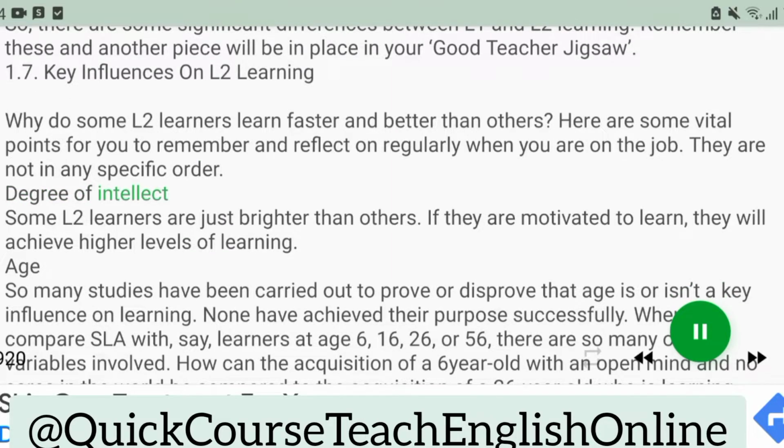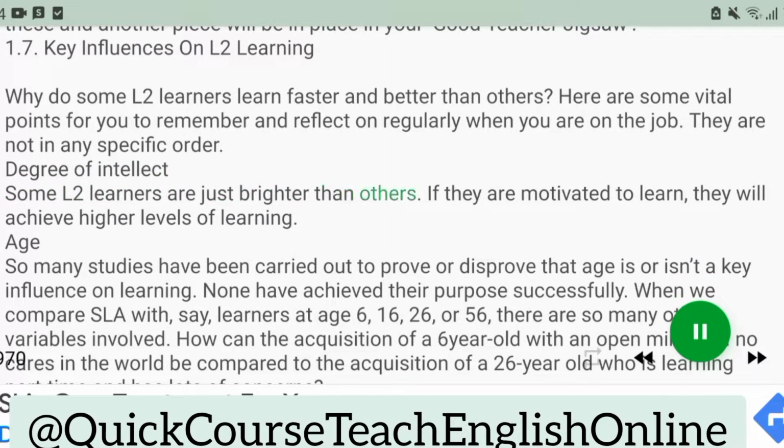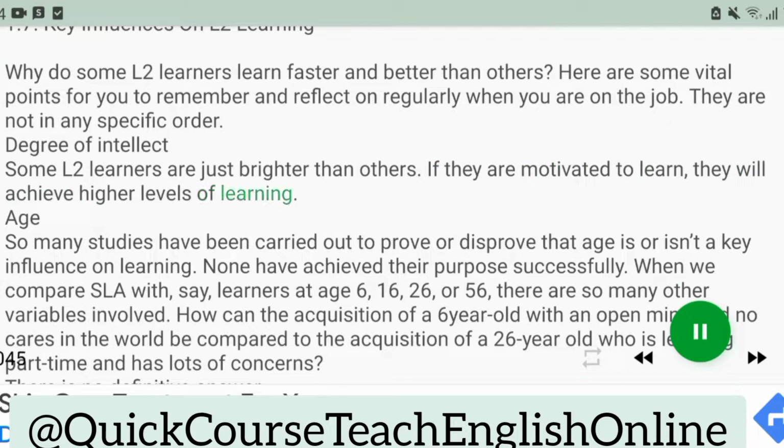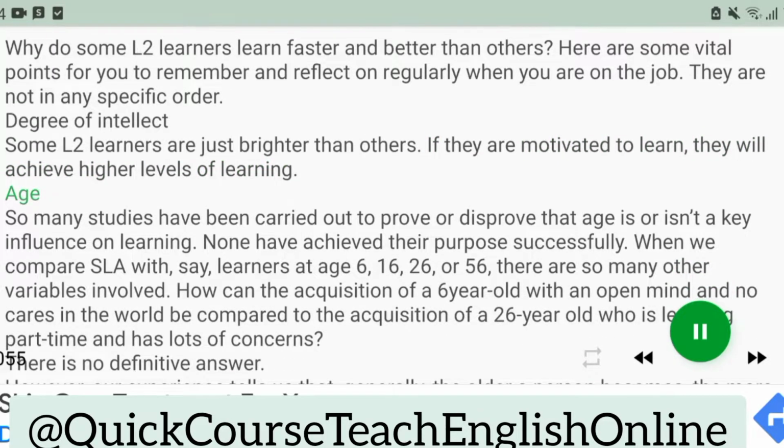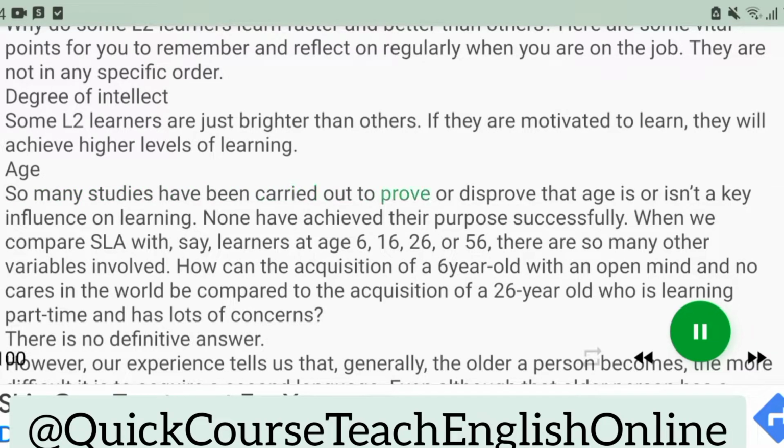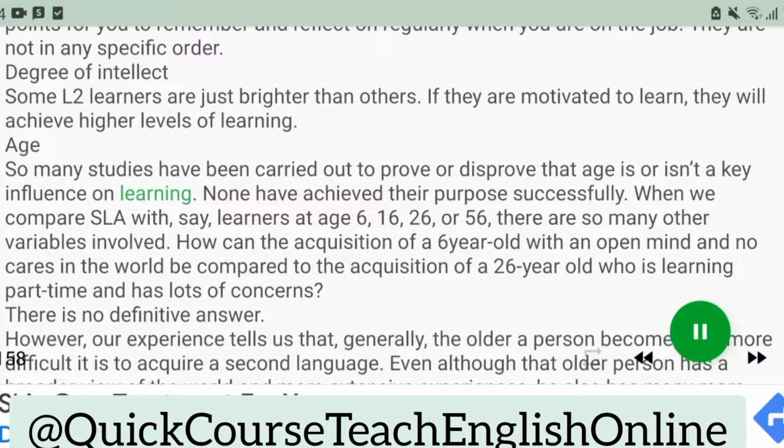Degree of intellect. Some L2 learners are just brighter than others. If they are motivated to learn, they will achieve higher levels of learning. Age. So many studies have been carried out to prove or disprove that age is or isn't a key influence on learning. None have achieved their purpose successfully.